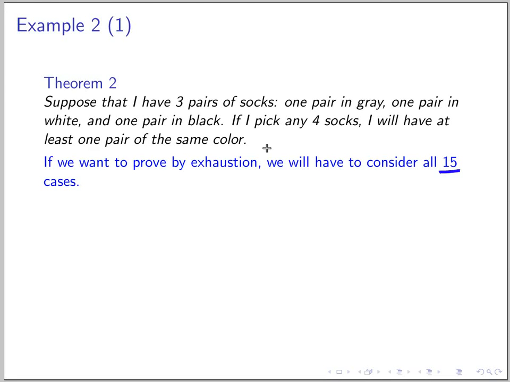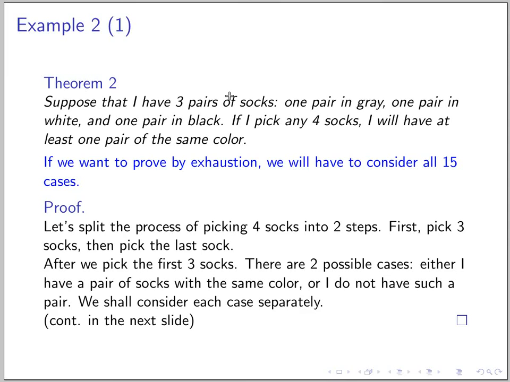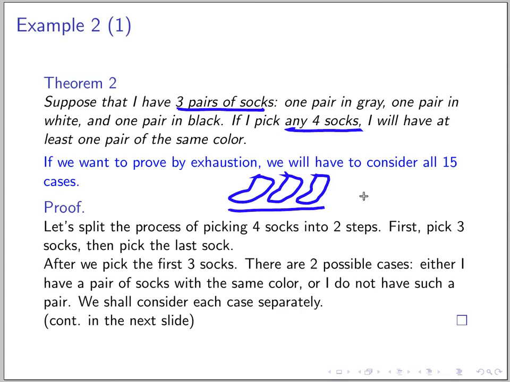So now we'll prove it without doing the complete exhaustion. Let's split the process of picking 4 socks. I want to prove that if I pick 4 socks, I have at least one pair of the same color. Instead of picking 4 from the six socks at the same time, I would split the process a little bit so that it's easier to analyze. I'll pick 3 first, and then I'll pick the last sock. I'll use this procedure to prove that in the end I will have at least one pair of the same color.